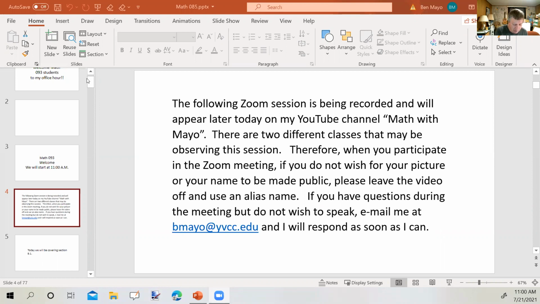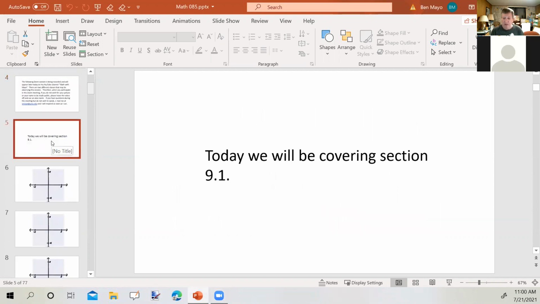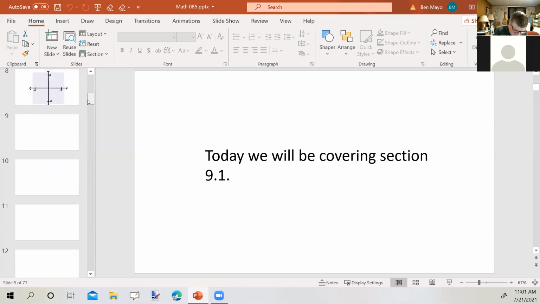Alrighty, good morning. We're going on to chapter 9 today. And we're going to be taking a look at section 9.1, which deals with radical expressions and radical functions, radicals such as square roots, cube roots, fourth roots, etc. So let's get started.